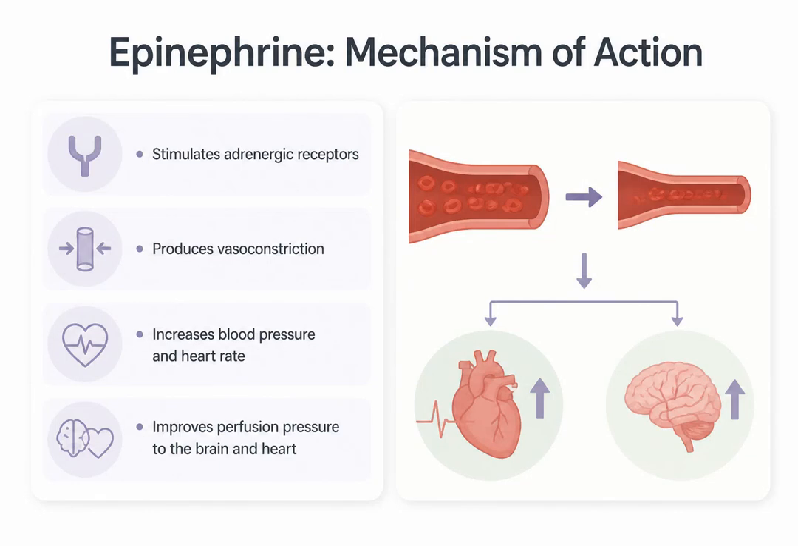So, how does epinephrine actually work during a code? It acts by stimulating adrenergic receptors. This produces significant vasoconstriction, which in turn increases blood pressure and heart rate. Most importantly, during cardiac arrest, this vasoconstriction shunts blood to the core, improving the critical perfusion pressure needed to deliver oxygen to the brain and the heart.